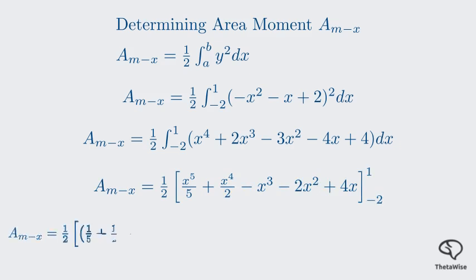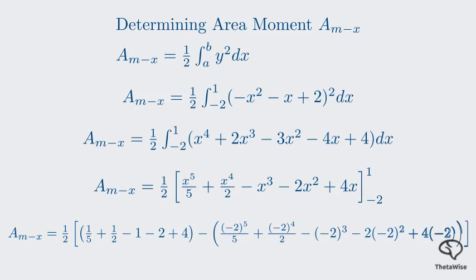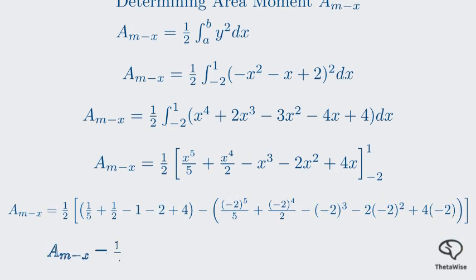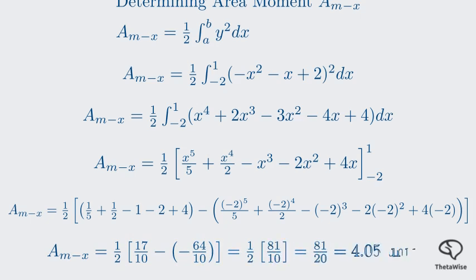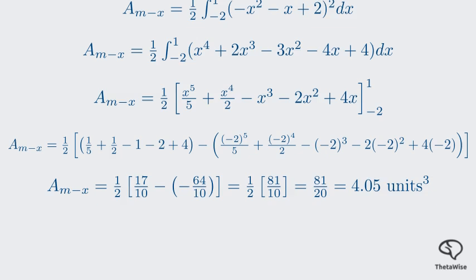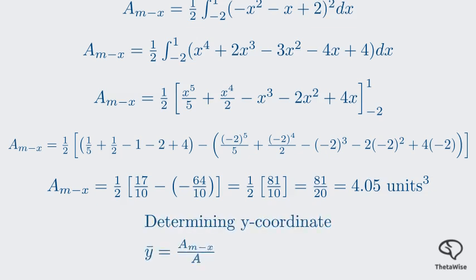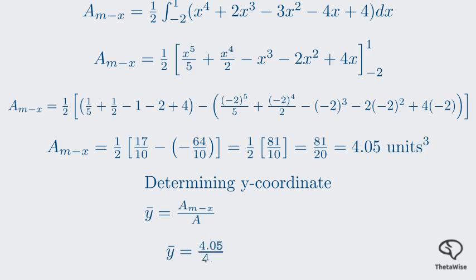Evaluating this at the limits 1 and 2 requires careful substitution, especially with the negative signs. After simplifying the fractions inside the brackets, we get 1/2 times 81 over 10, which equals 81 over 20, or 4.05 cubic units. Finally, we find y bar by dividing A sub Mx by the area A. This is 4.05 divided by 4.5, which is exactly 0.9 units.